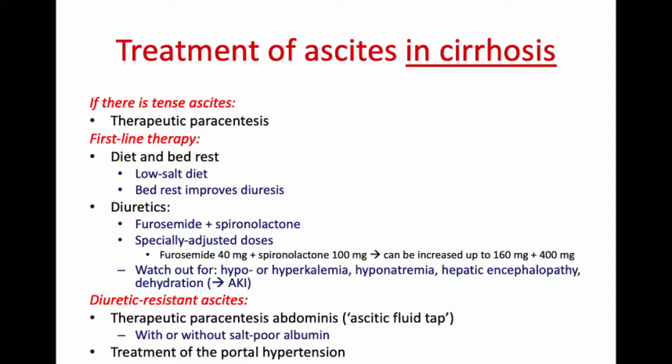Now, if these things don't work, still the patient is getting ascites, then we call that diuretic resistant ascites. Now, that's a very important condition because the prognosis is actually very poor. So basically, it's time to talk about palliative care in those patients. There are treatments for that also.